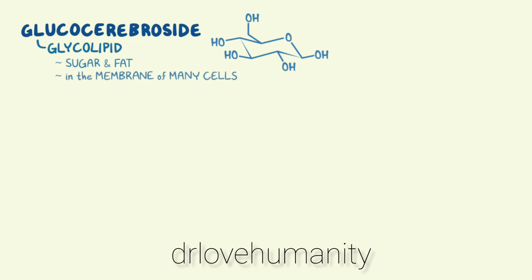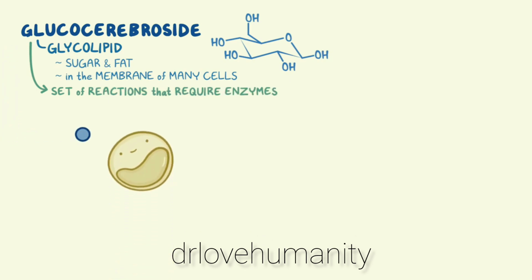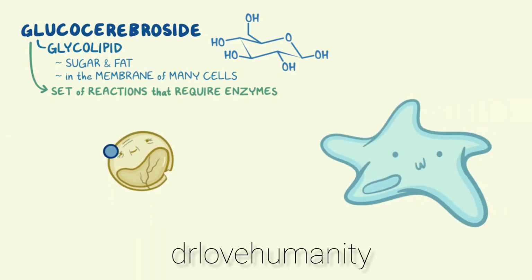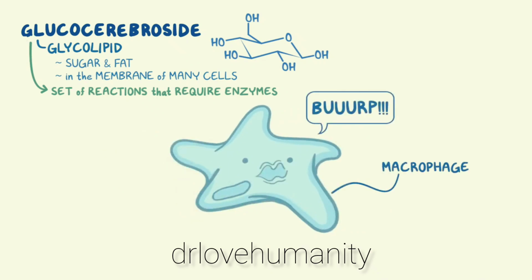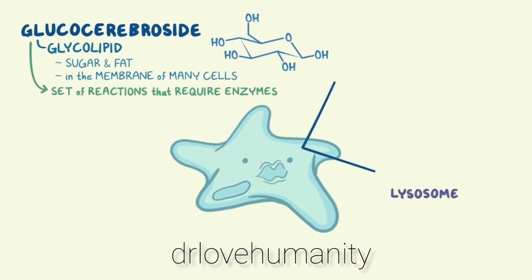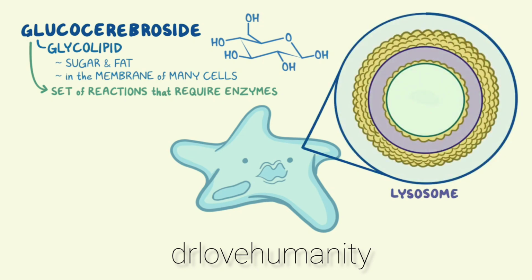different cells. Glucocerebroside is formed through a set of reactions in the cell that require enzymes. Once the glucocerebroside is made, it becomes a part of various cells, and when these cells become old or damaged, they're often engulfed or eaten by immune cells called macrophages. Macrophages contain lysosomes, which are organelles that act as the cell's digestive center. Inside lysosomes, large, potentially harmful substances are broken down to be either discharged or reused by the body.